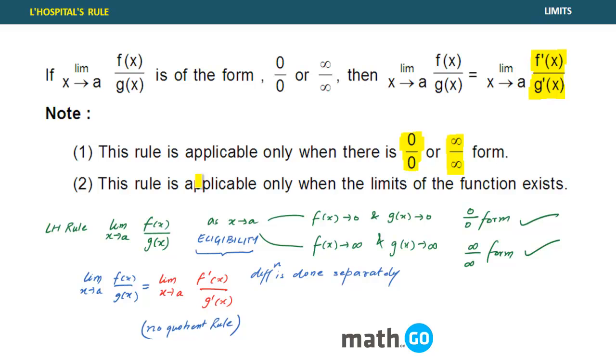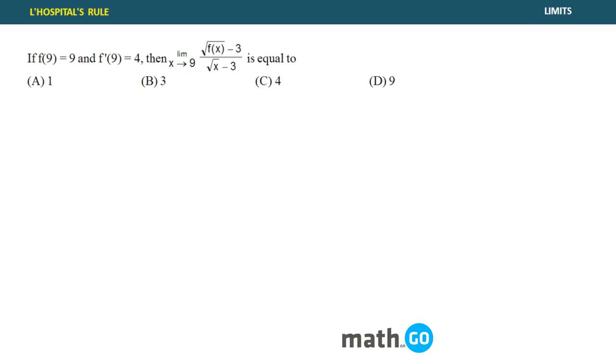Let's apply this in a particular problem first of all. So for example, here it is given that f(9) is given to be 9, right? And f dash 9 is also given to be 4. You are asked to find the value of the limit, where limit is tending towards 9, root of f(x) minus 3 by root x minus 3, right?